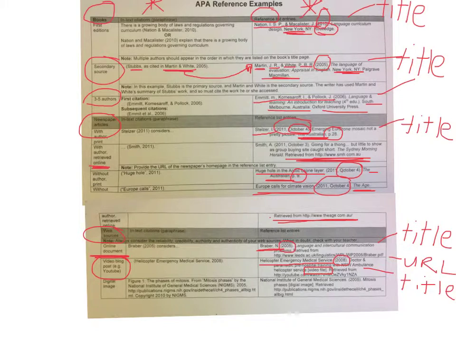Now if you use a digital image in your work, you also need to reference this as well. In order to do that, you identify the author or title of the website in which it came from, followed by the year of publication. Again, you have the title of the work not in italics, followed by square brackets identifying that it is a digital image, and then tell us where it was retrieved from by copying and pasting the URL.